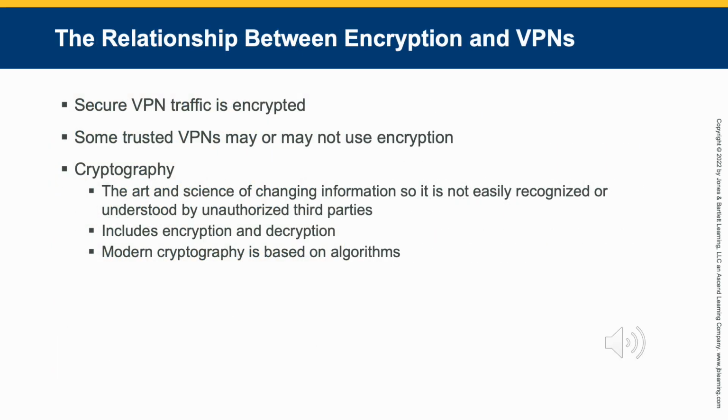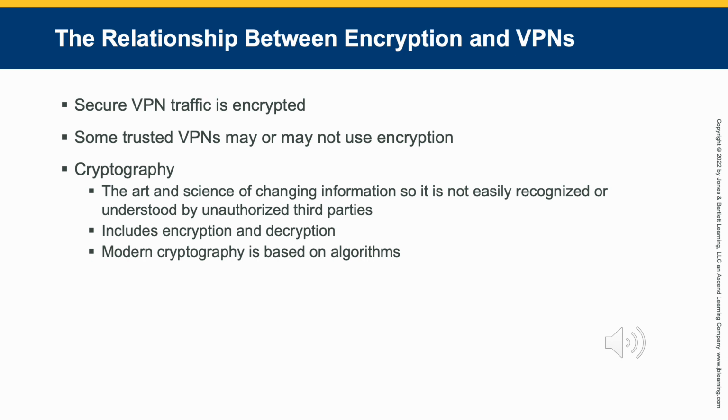The relationship between encryption and VPNs. Secure VPN traffic is encrypted. Some trusted VPNs may or may not use encryption. Cryptography, the art and science of changing information so that it's not easily recognized or understood by an unauthorized third party, includes encryption and decryption.